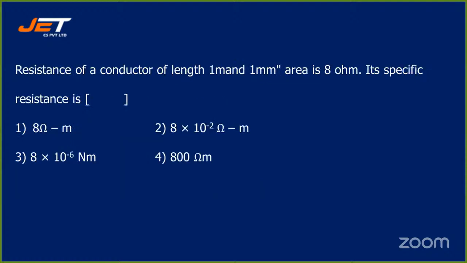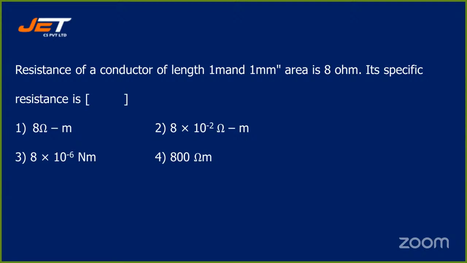The resistance of a conductor of 1 meter length and 1 millimeter square cross-section area is 8 ohms. Its specific resistance is what? Basically, see here, like I told you in my previous classes, our units are very, very important. You have to convert units properly. Our cross-section area is given in terms of millimeter square and 1 meter is the length. So you convert everything into meters.